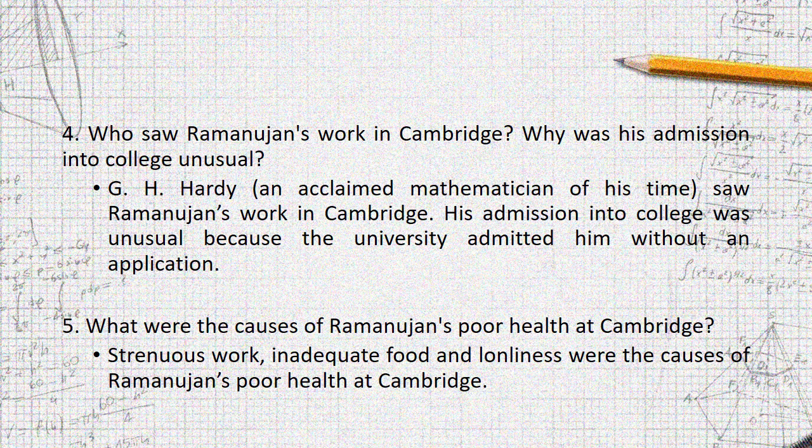Question 5. What were the causes of Ramanujan's poor health at Cambridge? What were the reasons behind his poor health? Strenuous work. Strenuous means too hard, that very difficult work. So he used to work very hard. So that strenuous work. Inadequate food. The proper food was not there. It was not as per his taste, nor at proper time, at proper intervals, and even in proper proportion. So that inadequate food and loneliness were the causes of Ramanujan's poor health at Cambridge.